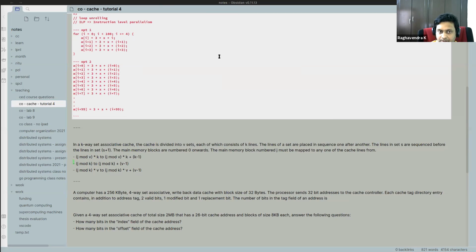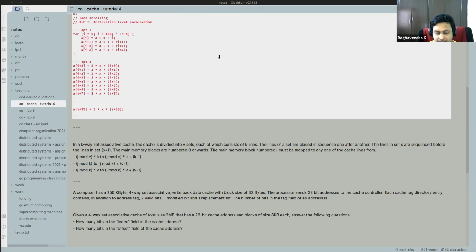Is this clear? Can you explain it once? I'm not able to. Okay, see, it's a K-way set associative cache. The cache is divided into V sets, and each of which consists of k lines, right?